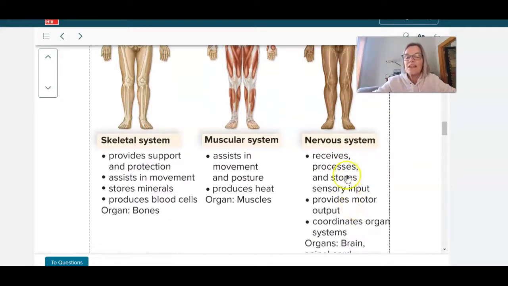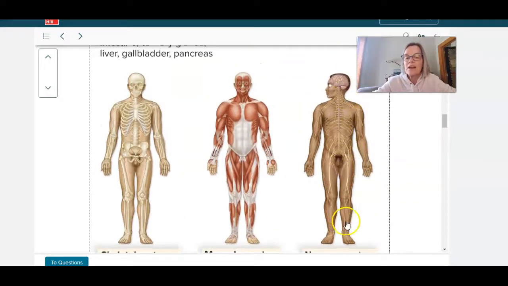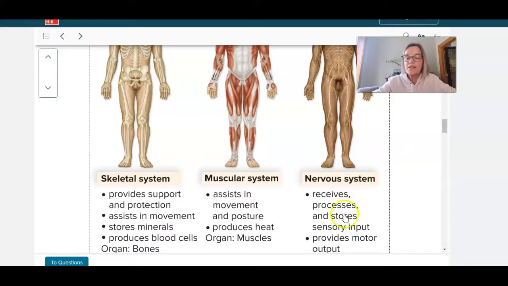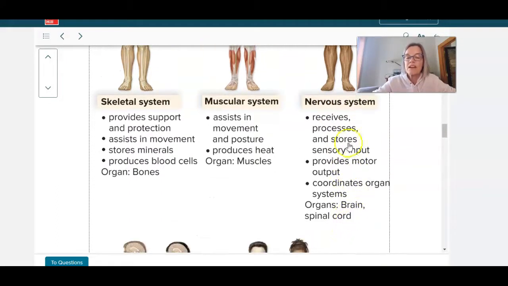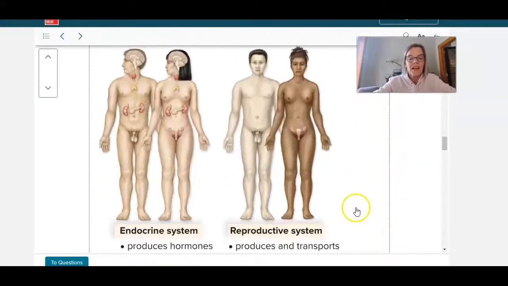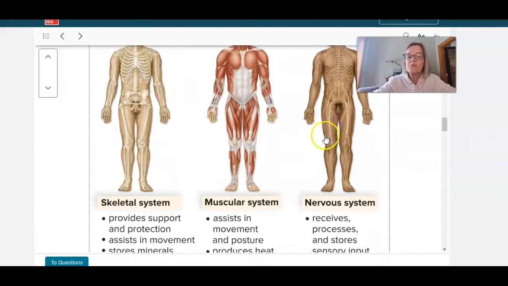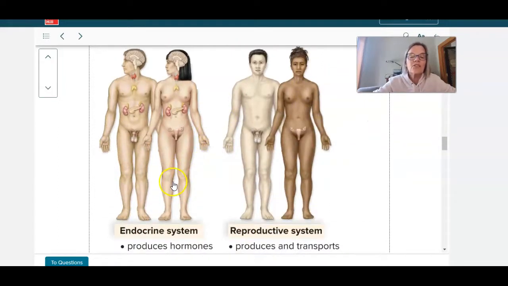The nervous system is a major communicating part of our body. It allows one part of our body to communicate with the other, receives, processes, and stores sensory input, and provides motor output. And finally, the endocrine system, which is the other major communicating part of our organ systems. The nervous system communicates very quickly by the use of electrical signals, whereas the endocrine system communicates a little bit more slowly with the use of chemicals from the glands. And so that's why all the glands are highlighted here. And there's a couple of glands in the brain.